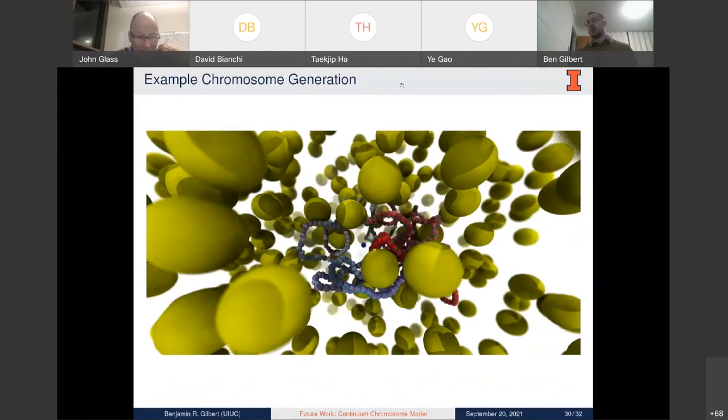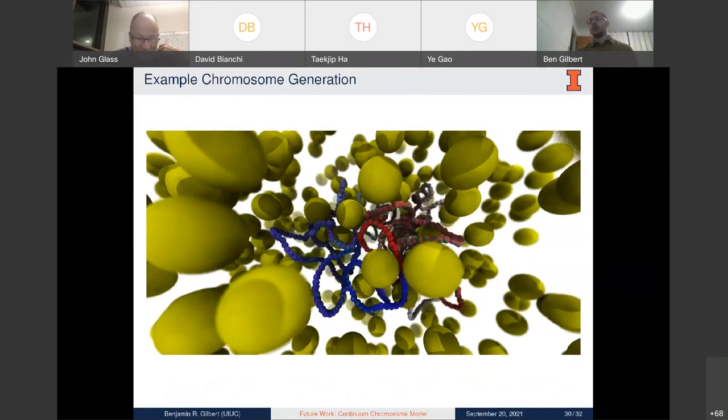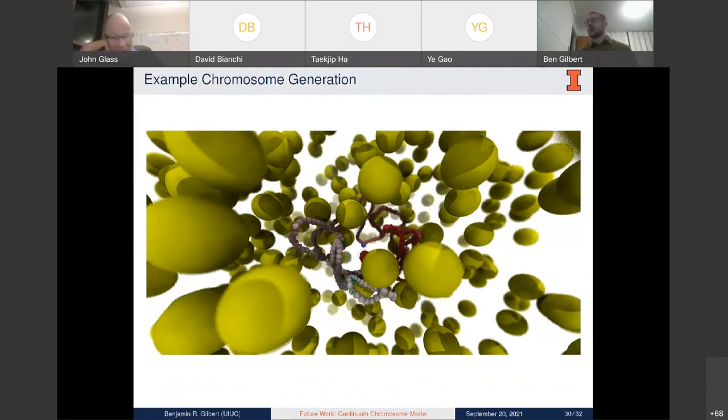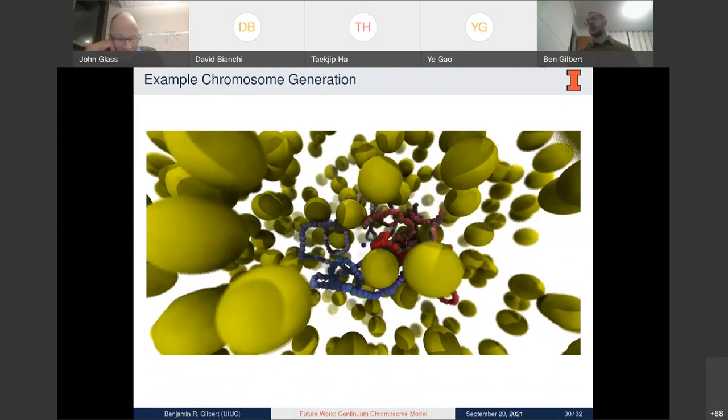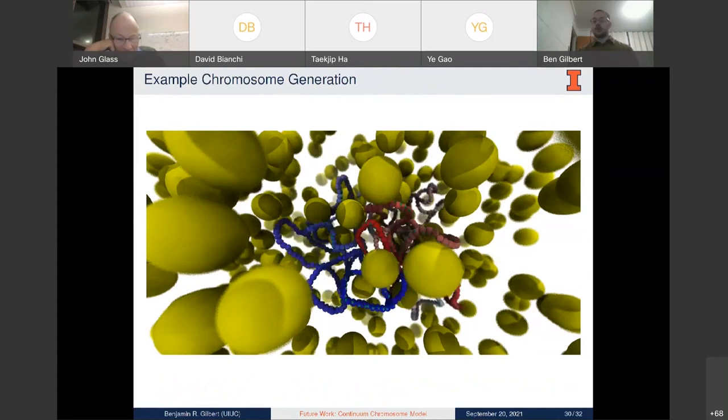So we can see we start with only the red amount of DNA, and then we slowly incorporate more and more, and using the same color scheme, fill the simulation space with the entire chromosome.